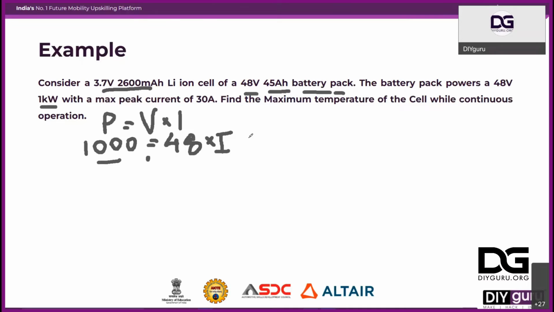So now if I do this, what I get is I equals 1000 divided by 48, which is 20.8 amps. I'll just take this as 21 amps.